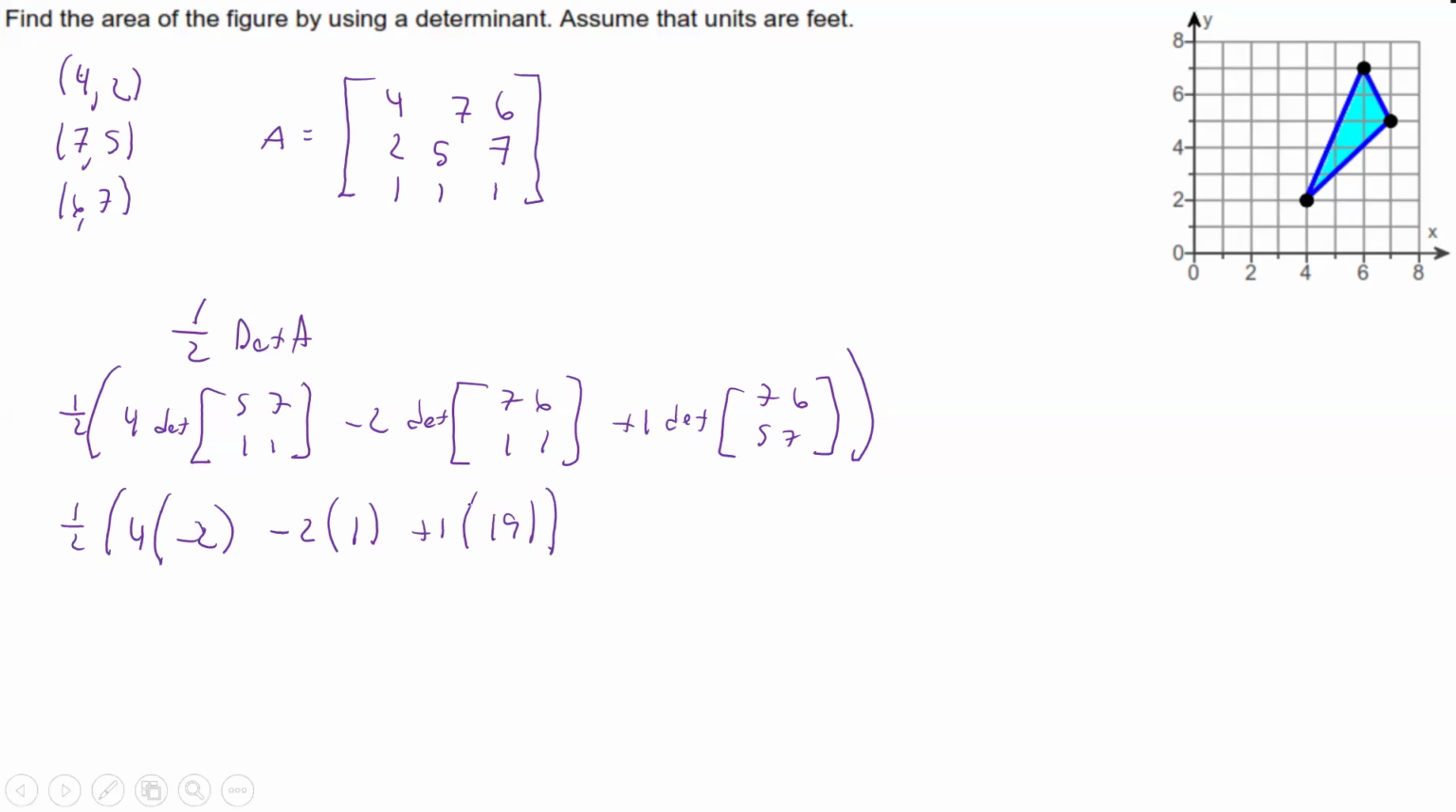Okay. Now we have 19 here, minus 2 here, and it looks like a minus 8 here. So minus 8, minus 2, and plus 19. So that's going to give us 1/2 of 9 as our answer. Well, half of 9 is 4.5 units or feet, so this is feet squared. So the area of this triangle should be 4.5 square feet. All right, let's pause with that one and come back for some more.